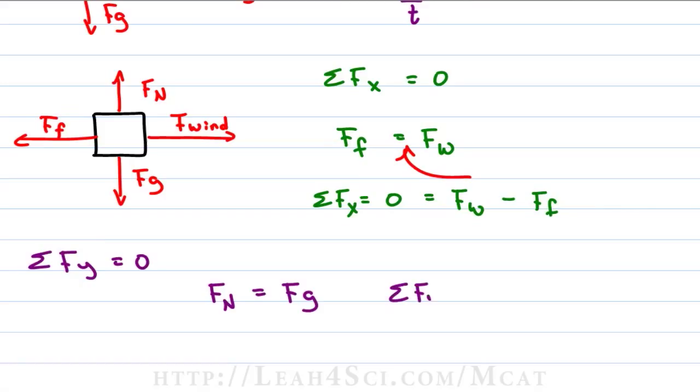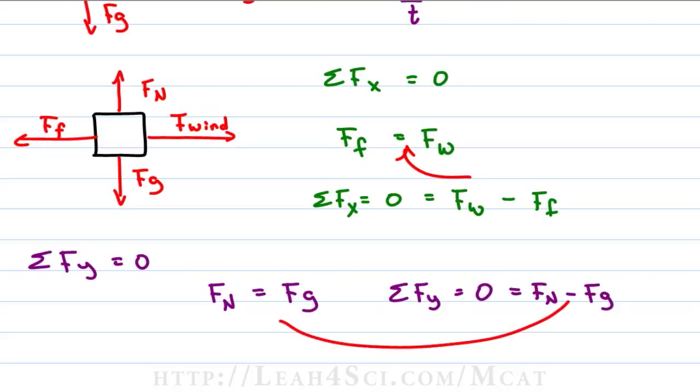If the sum of the forces in the y direction is equal to 0, that is equal to the normal force upward, positive, minus the gravitational force downward, so that's negative. And once again, if we rewrite this equation, we get what we already have.